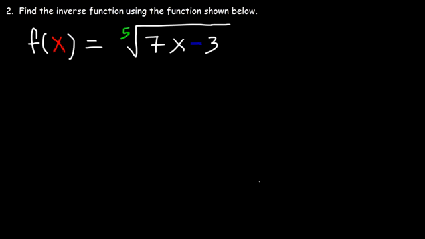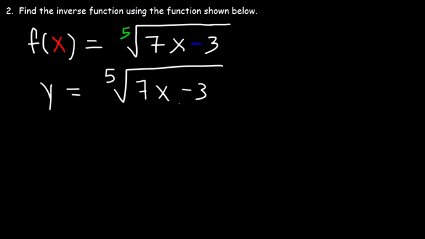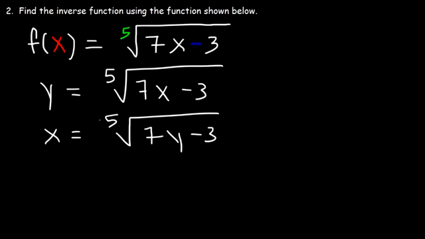Number 2. Find the inverse function using the function shown below. So feel free to pause the video and work on this example. So let's replace f of x with y. Next, switch x and y. And then just solve for y. In order to get rid of the radical, we need to raise both sides of the equation to the 5th power, so that these two will cancel.